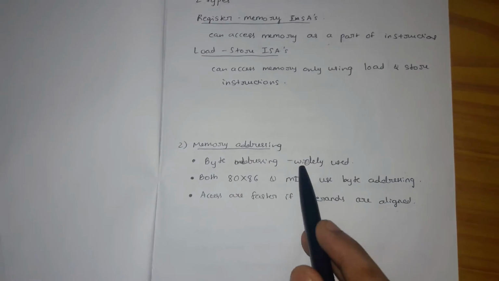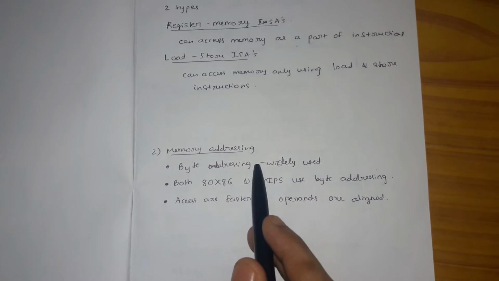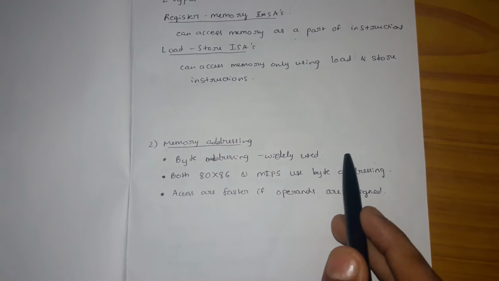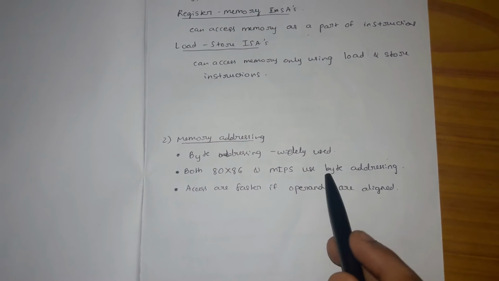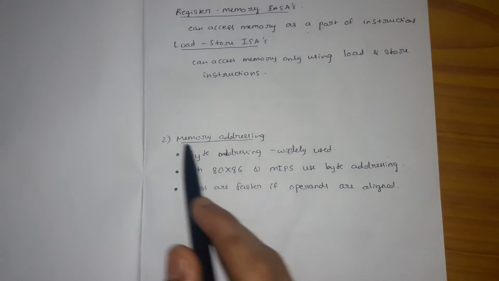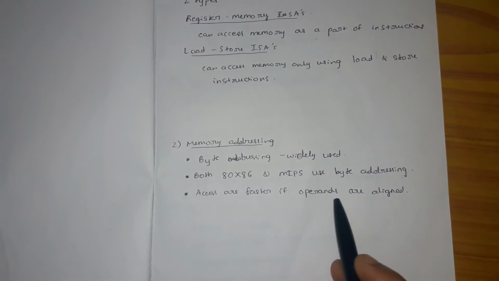Second one is memory addressing. Byte addressing is the most widely used type of memory addressing. It will have bytes of address which can be referred to a memory location. Both 80x86 and MIPS are using byte addressing methods. Access is faster in byte addressing if operands are aligned.